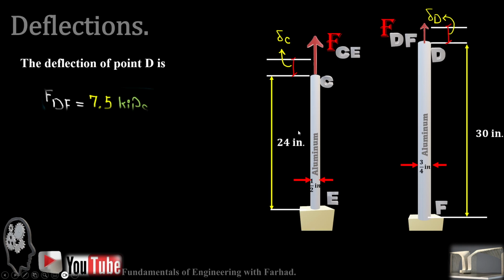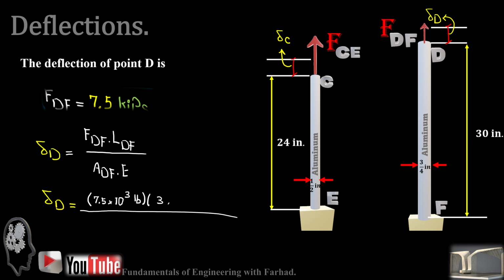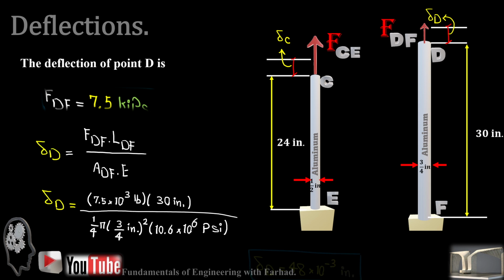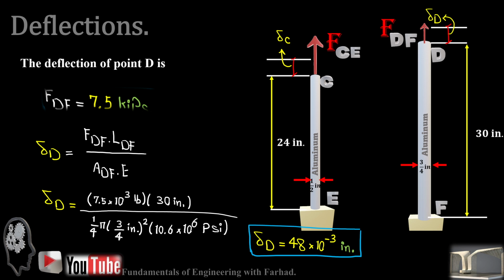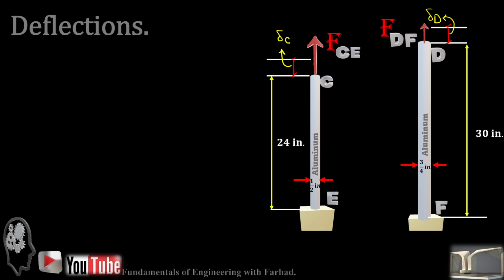Then the deflection calculation. Let's move to point D in rod FD or DF. F_DF is already calculated to be 7.5 kips, and then delta D is FL over EA. Replace the numeric values and it gives us delta sub D is equal to 48 times 10 to the negative 3, in inches.